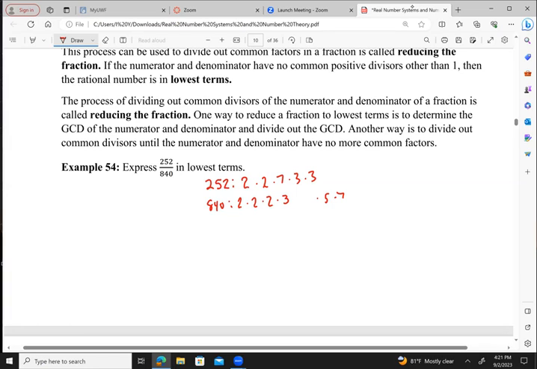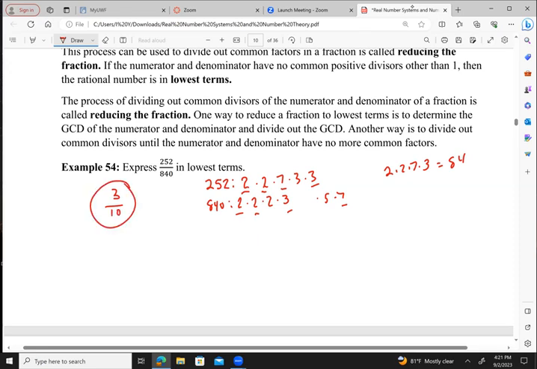So now what numbers do I have in common? Well, I have a 2 and a 2 and another 2 and another 2. I have a 7 and a 7. I have a 3 and a 3. I have 2 times 2 times 7 times 3, which is 84. So if I take 252 and divide it by 84, I end up with 3. And if I take 840 and divide it by 84, I get 3/10.